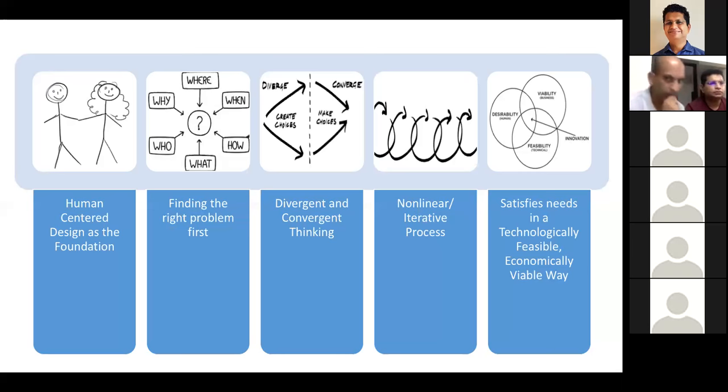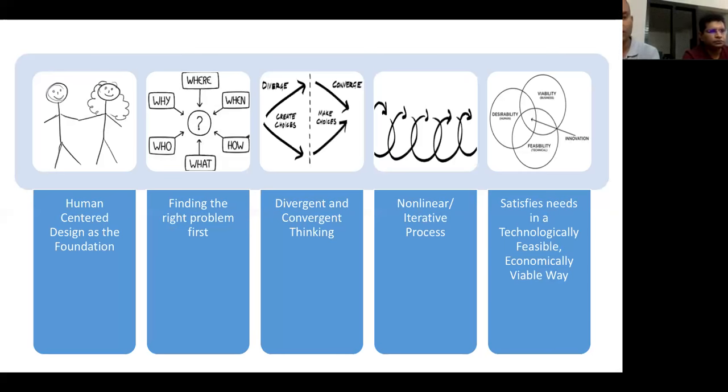The next important characteristic is the non-linear iterative process. Non-linear, why? Because the other way of designing is the linear way of designing. That is, you design, you develop, you test, and then you reach out to the users. Here it is an iterative process where the stakeholders and the end users are involved all the time, and every time there is feedback, you can go back, refine your design, or come up with something new and then go back. So it's an iterative process.